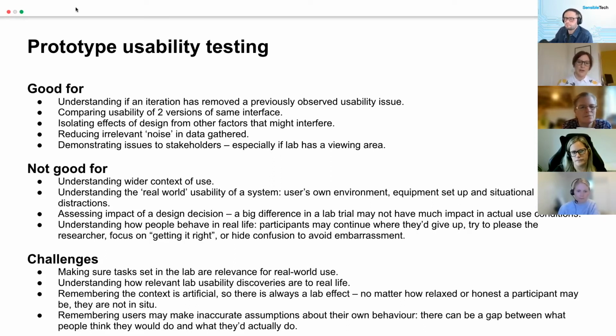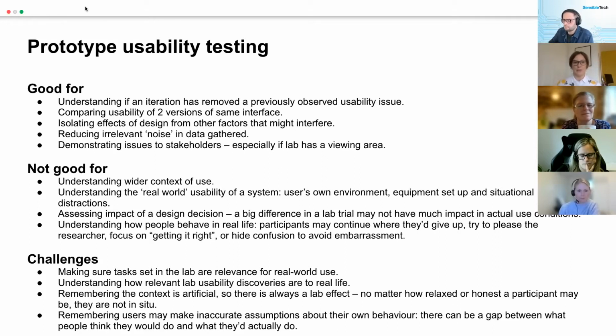Also, unless you're actually going to the person's home or office, then you will have the kind of lab effect, even if it's in your meeting room and not actually in a lab. It's not the person's own equipment, it's not their own environment. And you can end up focusing in on something which came up with a few people in the lab that may not be such a big deal in real life. So with all of these methods, there's good points and bad points, but that's why it's quite good to do more than one.